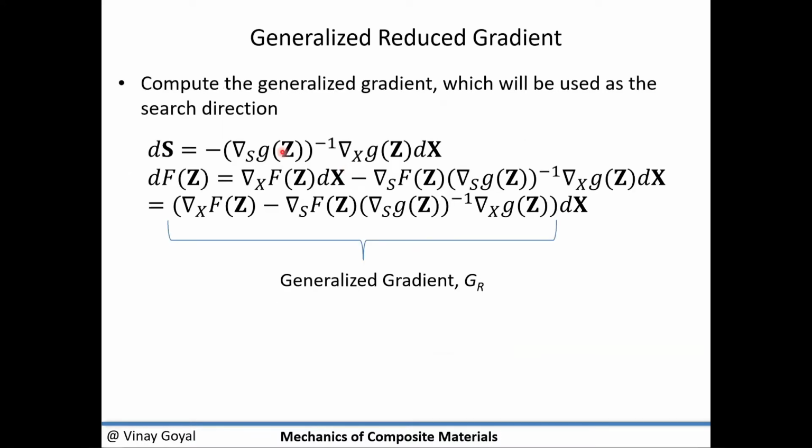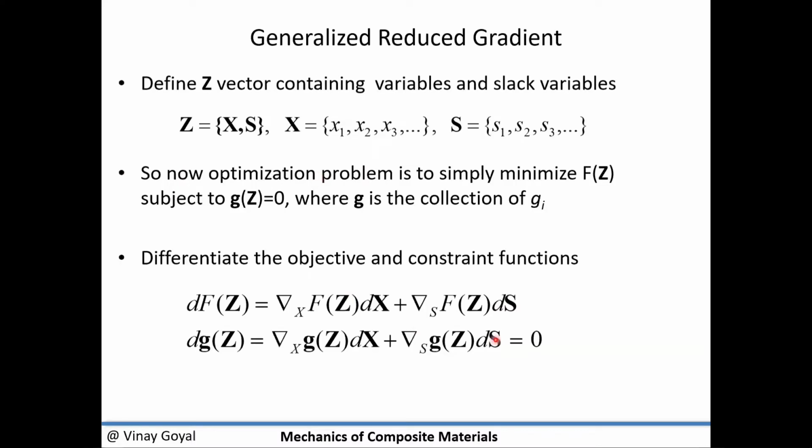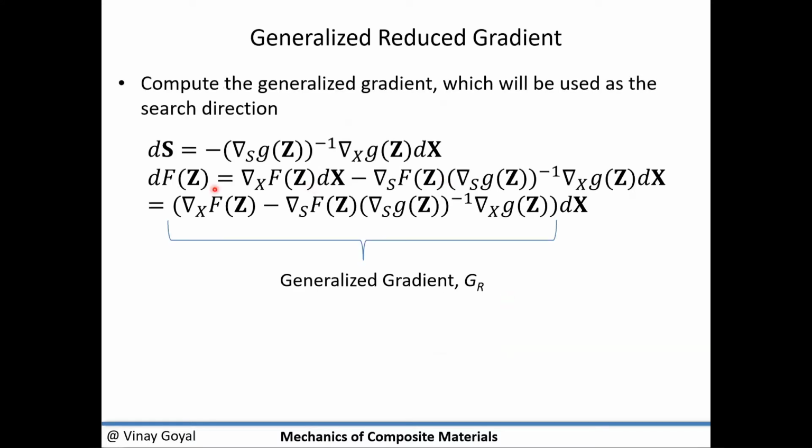This is exactly what we have done. Solve the second equation for ds. Feel free to pause the video and do it yourself. We solve for ds and plug it into the first equation. So solve for ds here, the second equation, plug it into the first equation, and once you do that, you get the formula for df, the gradient of f. This right here is called the generalized gradient, and that is the search direction. In essence, that is the search direction that's going to allow me to minimize the objective function f.